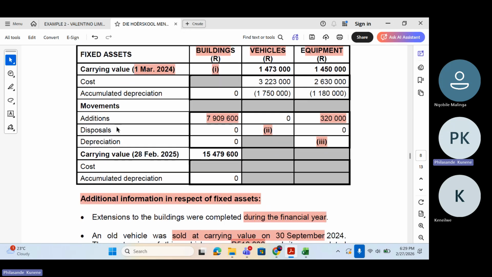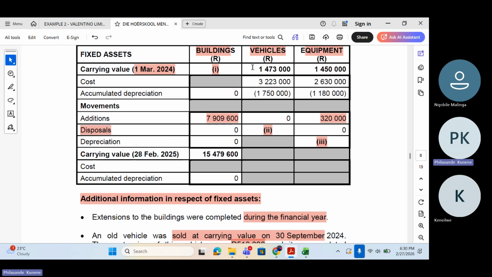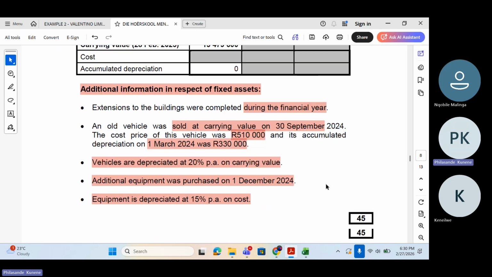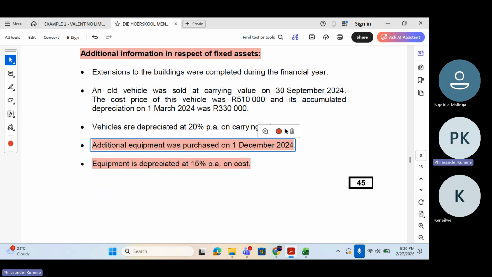Disposals. Remember here they're saying disposal, but I told you that this is a disposal at carrying value. Which means you need to calculate the carrying value of the vehicle that was disposed. So we're just going to go straight to that information of the vehicle that was disposed. That is the second bullet.